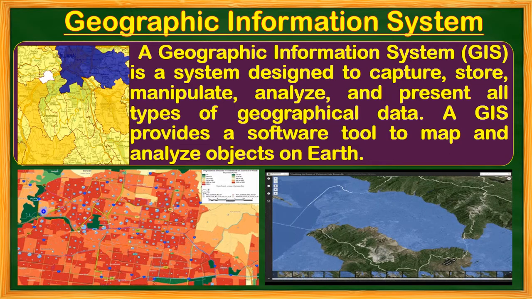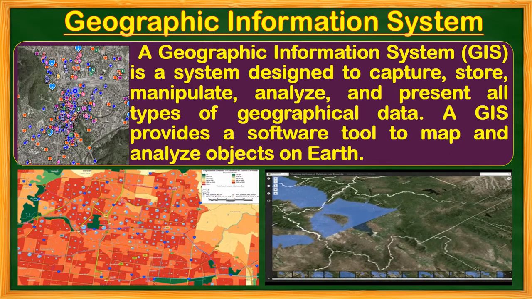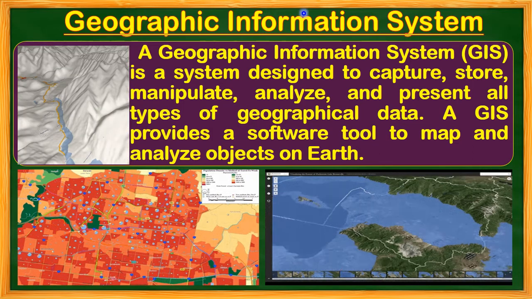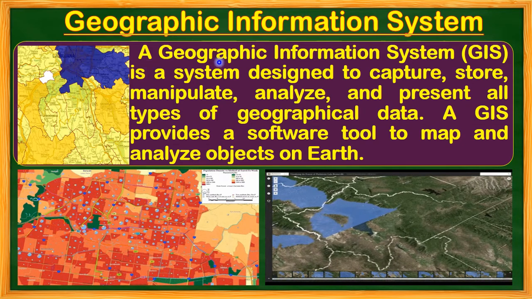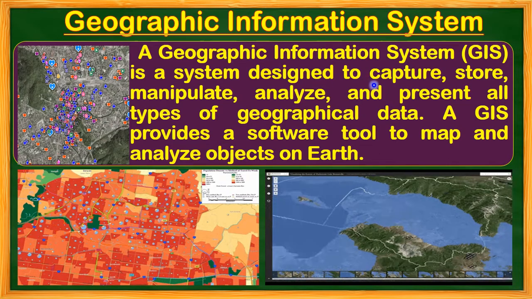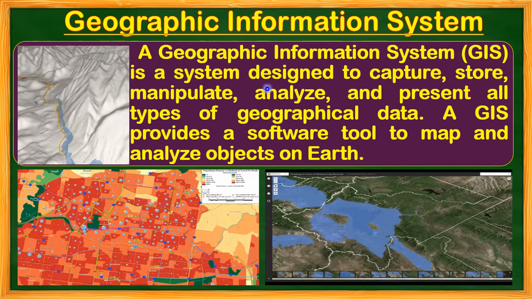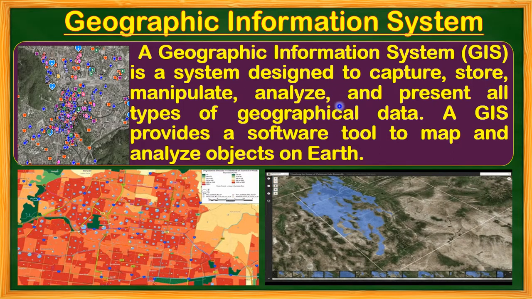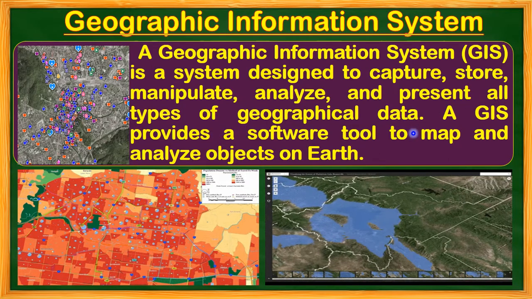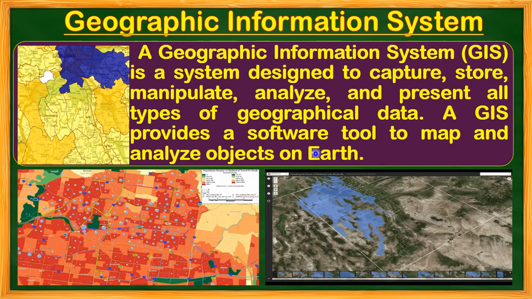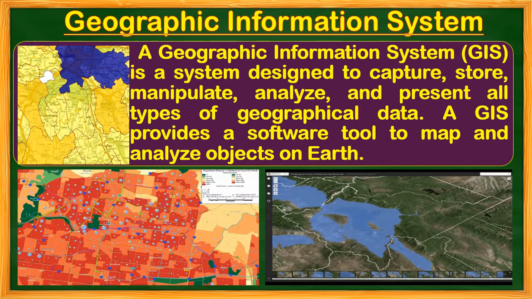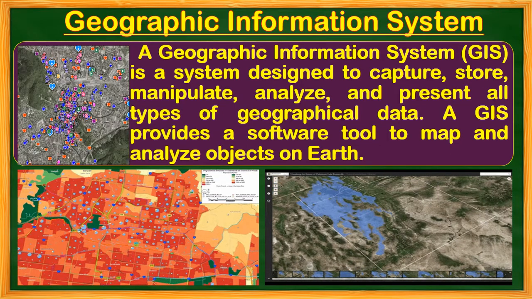Now, class, we are at the last part of our discussion, and the topic is about the Geographic Information System, or GIS. So, what is a GIS? A Geographic Information System, or GIS, is a system designed to capture, store, manipulate, analyze, and present all types of geographical data. A GIS provides a software tool to map and analyze objects on Earth. Usually GIS is a device used by geographers, class, to examine a map.